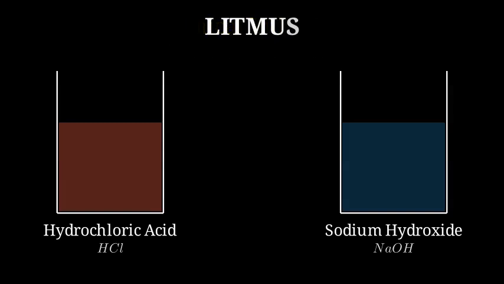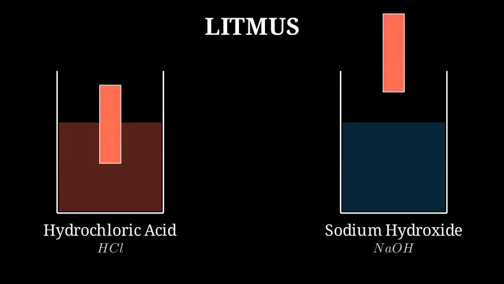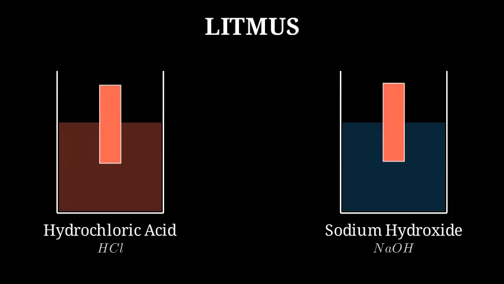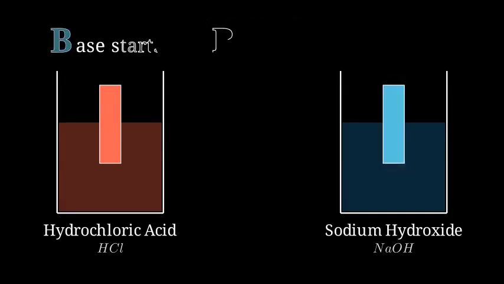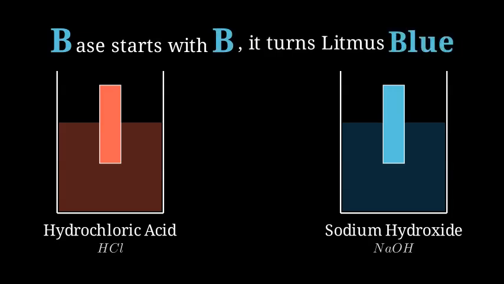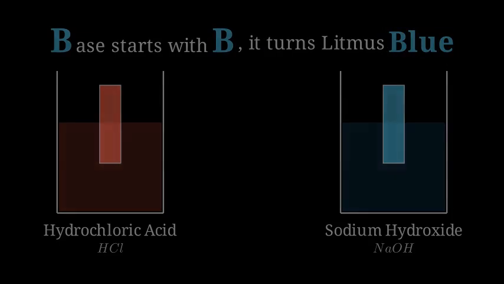Let's look at the most famous one, litmus. Watch as we dip a blue strip of litmus paper into this beaker of hydrochloric acid. Notice how it instantly blushes a deep red. Now, if we take red litmus and dip it into sodium hydroxide, a base, it turns a calm, steady blue. An easy way to remember this? Base starts with B, and it turns litmus blue.